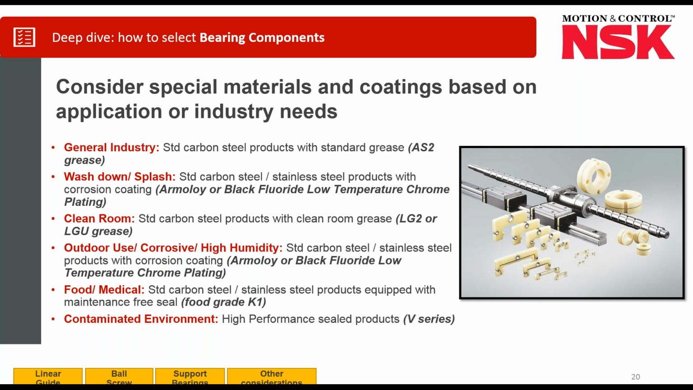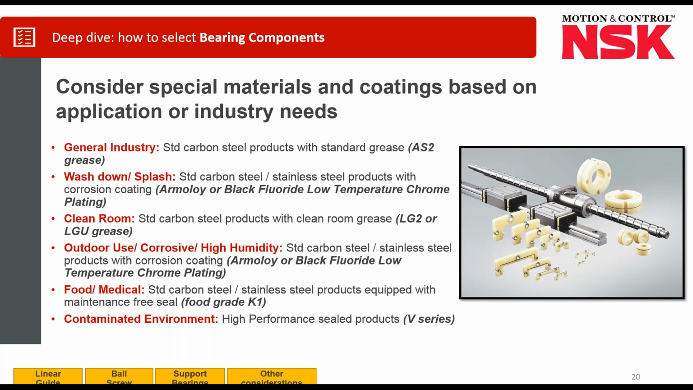I think this is the last slide about designing your stage. Traditionally, we have baseline requirements that we use based on industries for our linear guide and ball screw product. So there are some different examples of how we go about selecting our materials, greases and coatings based on specific industries or applications. Just a couple I'll mention, like general industry: we're just going to use standard carbon steel product with standard grease. That's the most basic. You may go into a wash-down or splashy environment, so we may want to look at stainless steel products with some kind of corrosion coating.